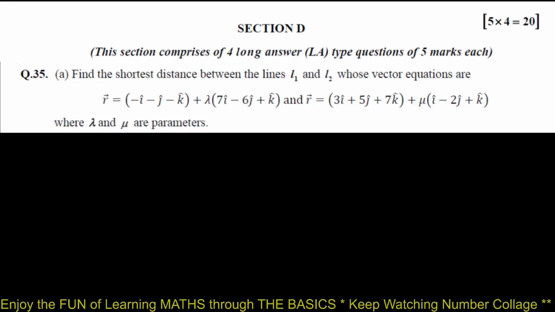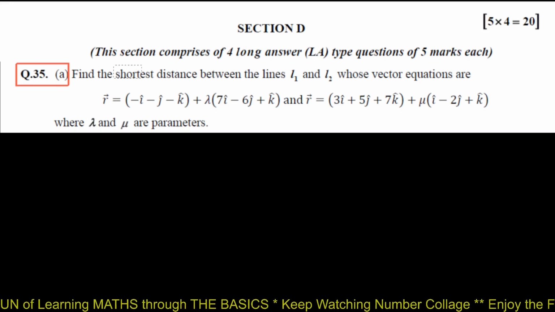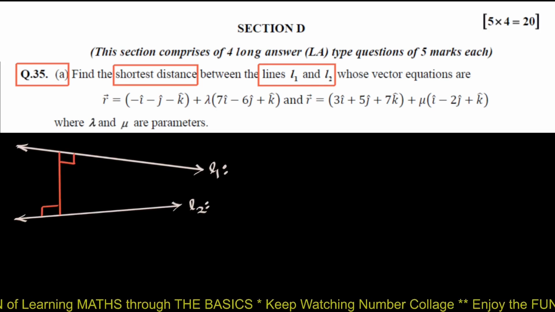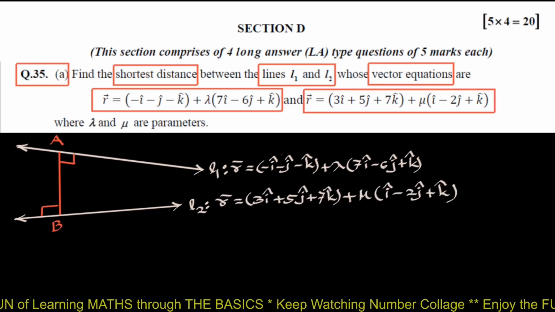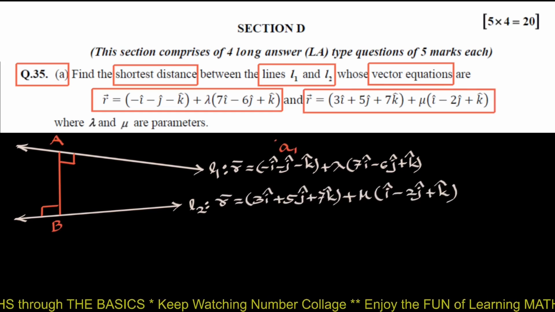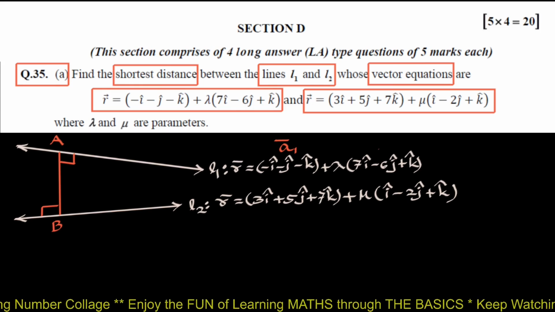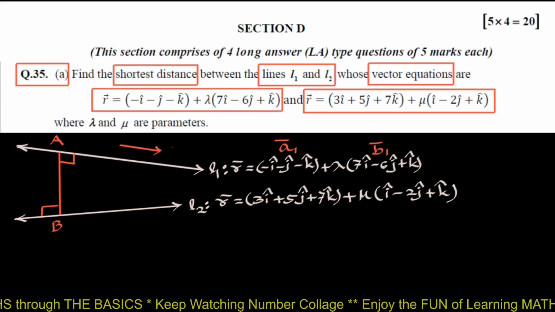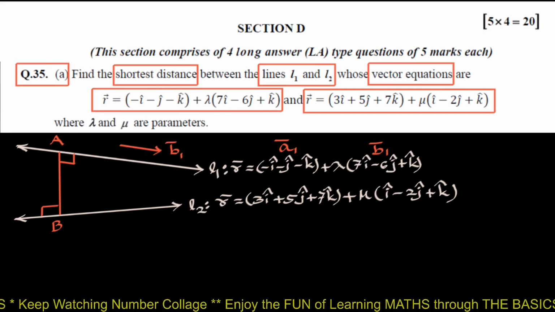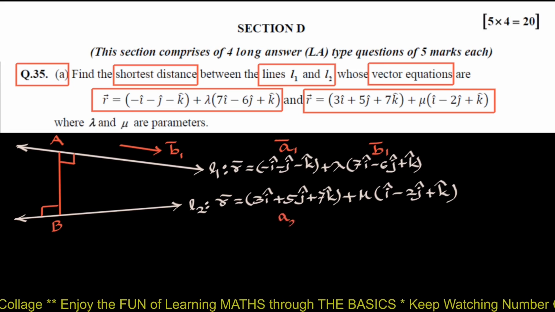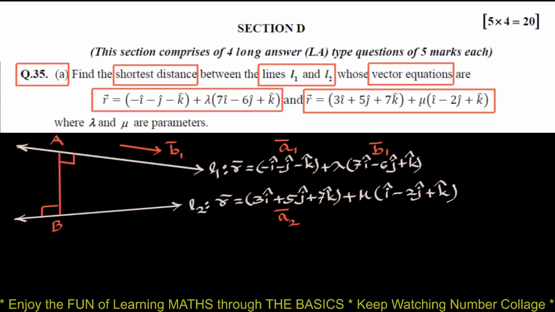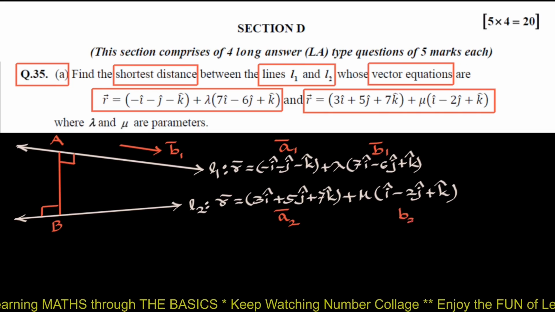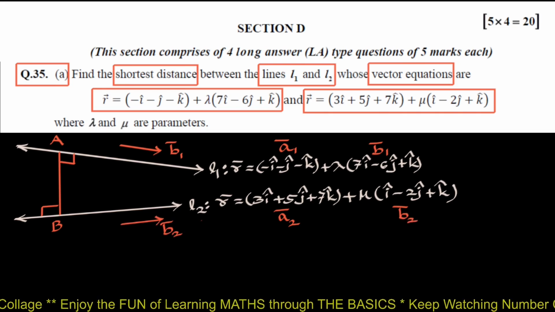Question 35a. We have to find the shortest distance between the lines L1 and L2, whose vector equations are this one and this one. We name this vector as A1 bar, the position vector of point A, and this vector as B1 bar, which is the position vector of a parallel vector to line L1. Similarly, we will denote this vector as A2 bar, the position vector of point B on line L2, and this vector as B2 bar, which is a parallel vector to line L2.